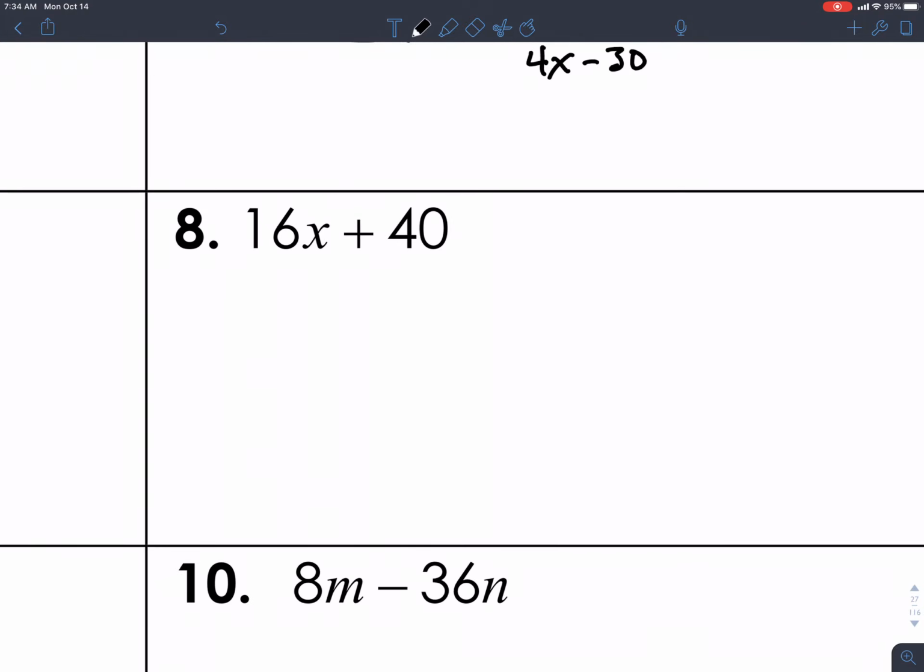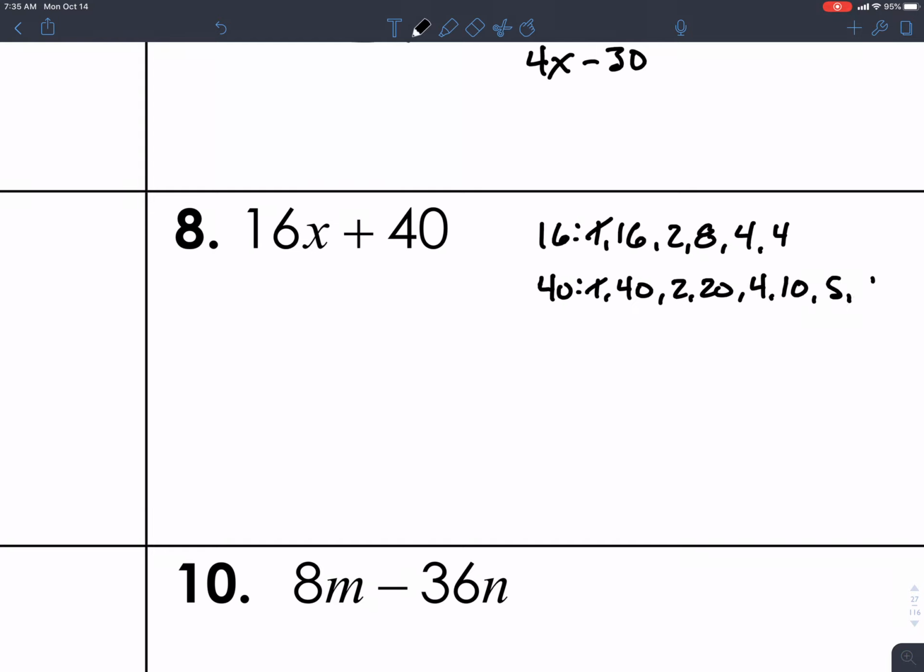16x plus 40. So 16, what numbers make 16? 1 times 16, that's one of them. 1 times 16, 2 times 8, 4 times 4. I think that's the only ones I can think of that go into 16. Let's look at 40. We've got 1 times 40, so we've got a match, but we don't care about 1. 1 doesn't help us any. 2 times 20, 4 times 10, and 5 times 8.